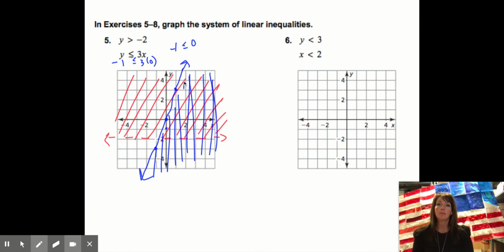Now, look what I've done. I've just made a whole mess. So it's hard to tell that this part is actually the purple part, right? The purple part would be here and here. All this would be shaded purple, right?